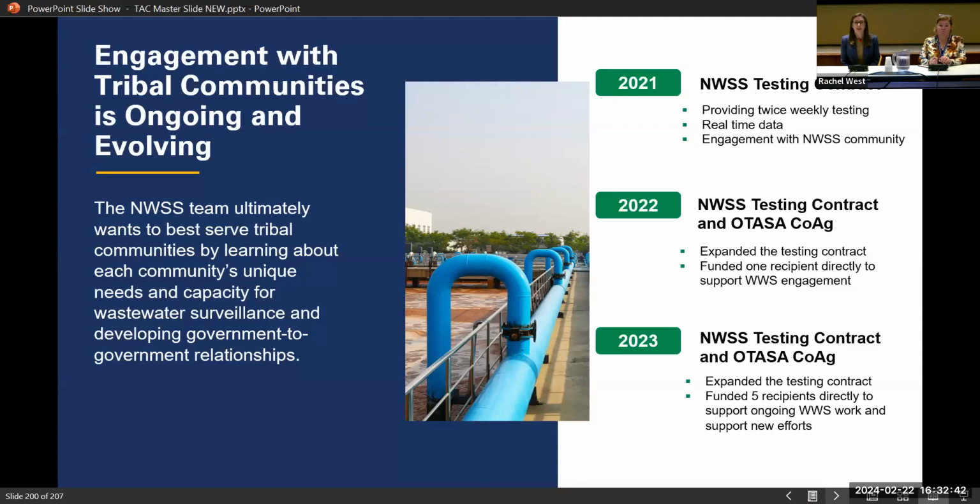Through the contract and any work with NEWS, we also offer engagement with the NEWS community, and that includes our communities of practice, which are led with health departments, labs, and utilities to just collaboratively learn and share successes and also learn updates from NEWS. In 2022, we were really excited to start work with the 1803 Cooperative Agreement with the Office of Tribal Affairs and Strategic Alliances. And we had a single recipient that year who was working on education and communication campaigns. And in 2023, we expanded that now to 5 recipients who are working on really diverse projects, from those education campaigns to directly supporting their utilities.